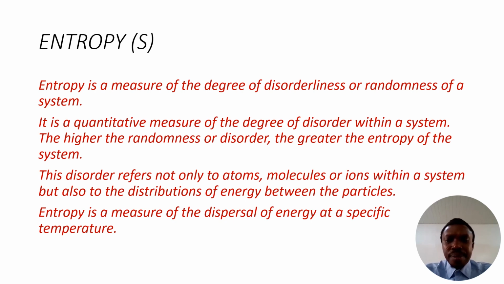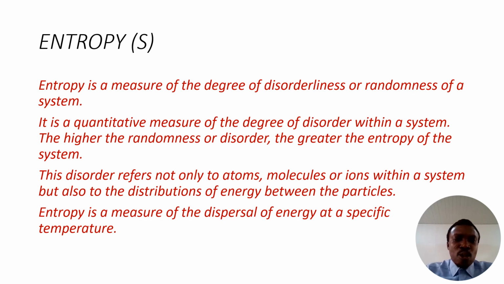During a chemical reaction, there is a degree of disorderliness or randomness for the reaction to take place. That leads us to what we call collision theory: before any chemical reaction will take place, the reactant particles must collide in order to generate energy equal to or more than the activation energy so that the reaction can take place. So when we talk about system, we're talking about the reactant and the product. So entropy is a measure of the degree of disorderliness or randomness of a system.